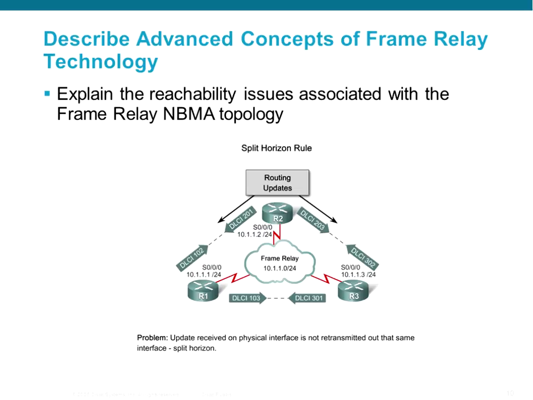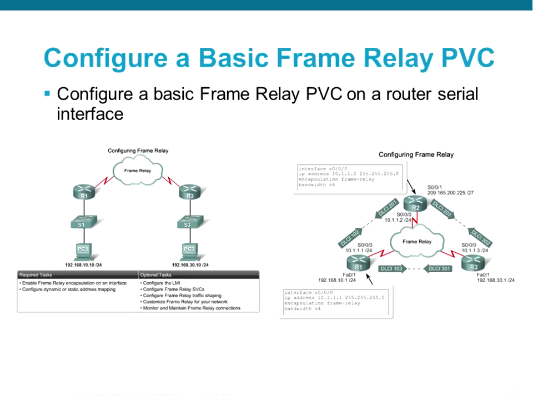Now, how do you know what is the DLCI number you need to use to reach certain next hop IP address? That's one question. Now, let me draw a topology here that's going to illustrate that.